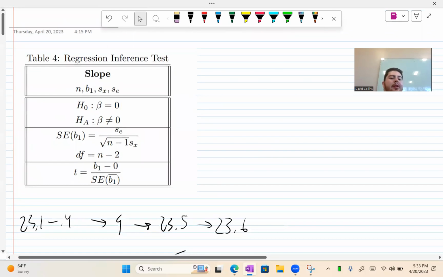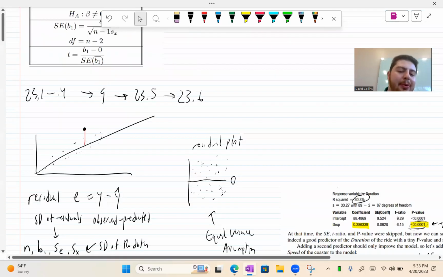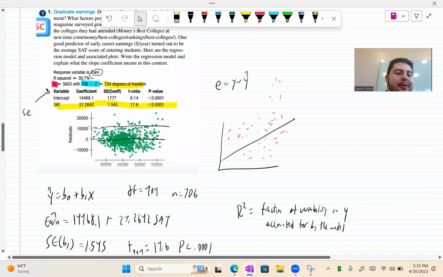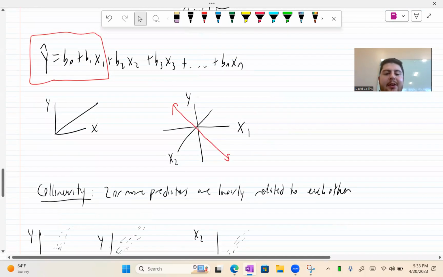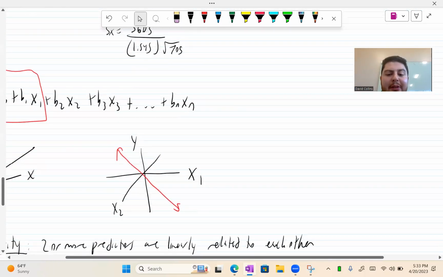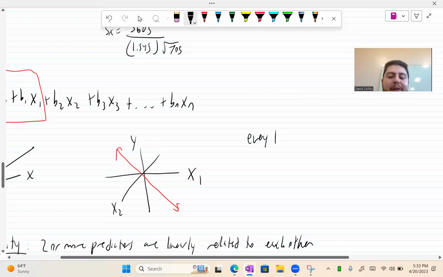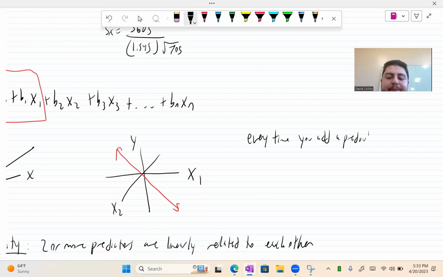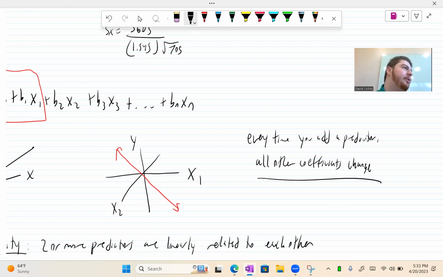And a little bit about multiple regression. Oh, there's one important thing I forgot to say about multiple regression. Definitely put this in your notes. Every time you add a predictor, all other coefficients change. Always. The slope and all the other slopes and the intercept.